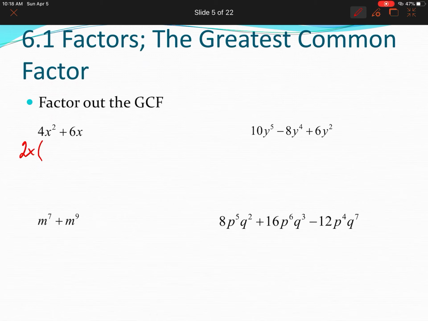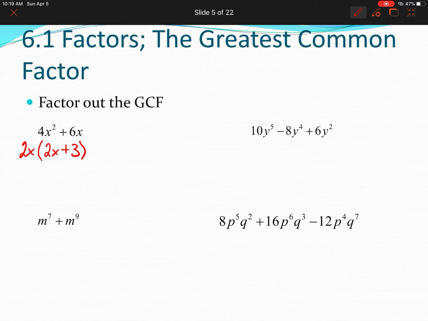Then we're going to divide that 2x out of each term, and whatever's left goes in the parentheses. So, for example, 4x squared divided by 2x is going to be 2x. Again, it's just a quotient rule. If you go back to section 5.7, we divided a polynomial by a monomial, and we divided each term by that one monomial. That's the same thing we're doing here. Then divide 6x by 2x, and we get 3. And so that 2x plus 3 goes in parentheses.